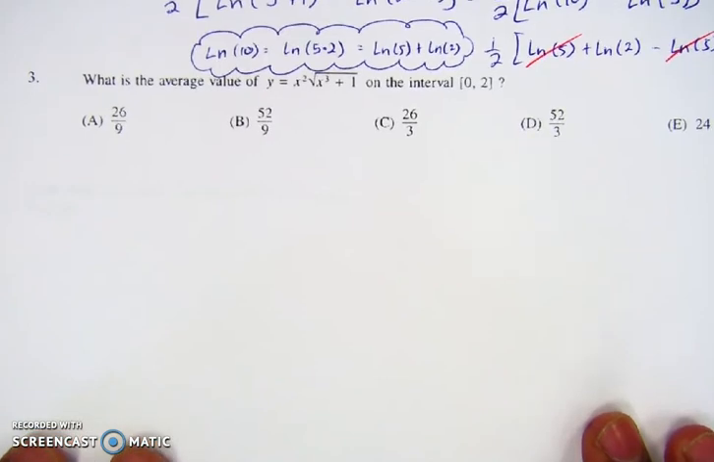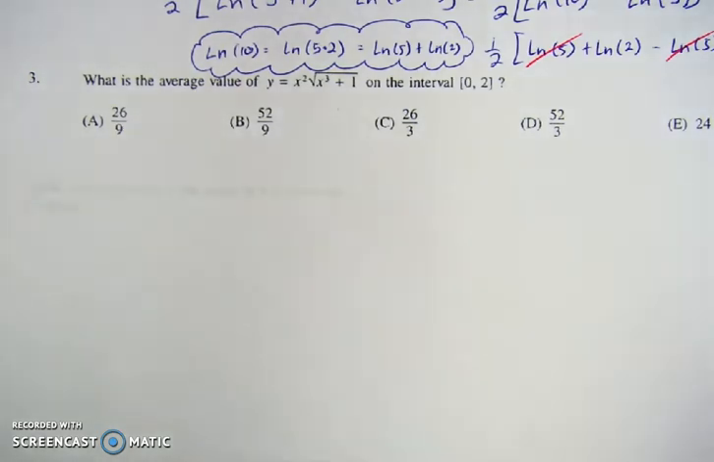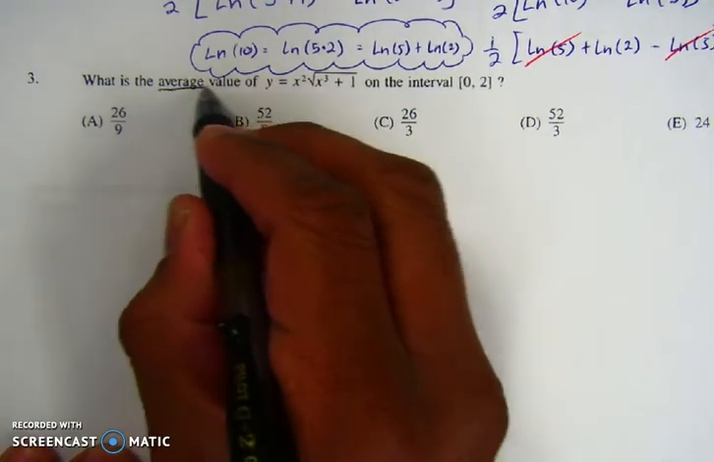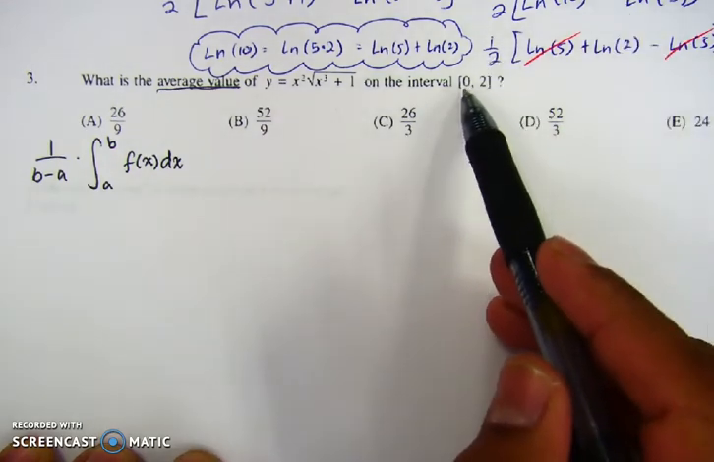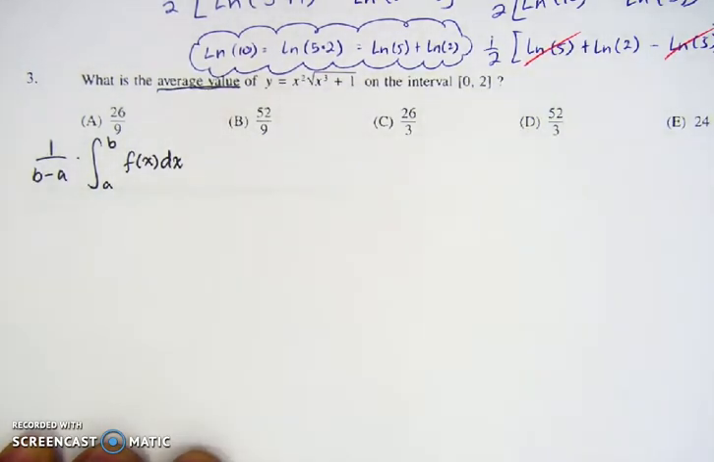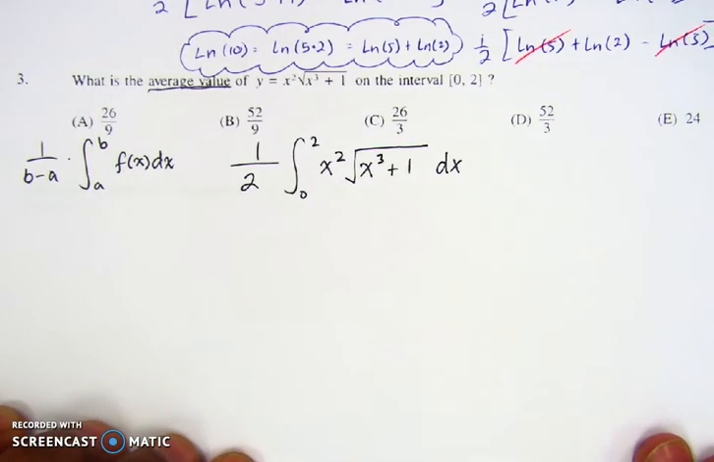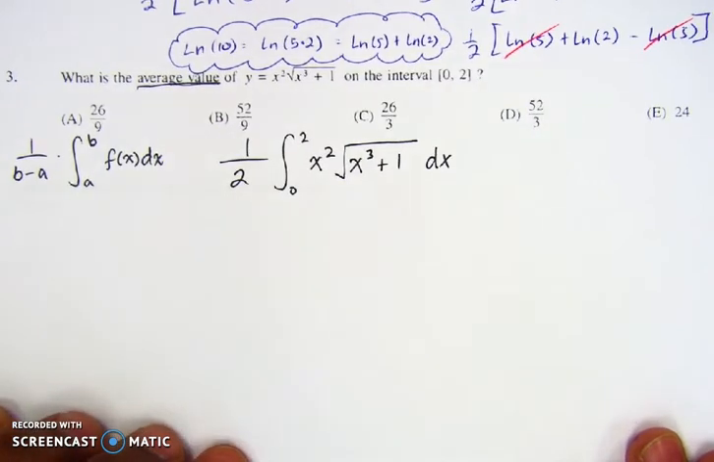Alright, problem number 3, the average value. When they're asking for the average value, you should automatically think of that setup, which is 1 over b minus a times the integral from a to b of f of x dx. My interval is from 0 to 2, so a is 0, b is 2. So this is what I'm looking at: 1/2 times the integral from 0 to 2, x squared radical x cubed plus 1 dx.